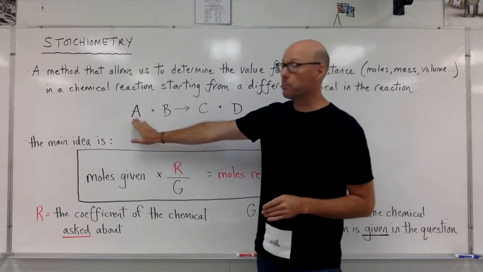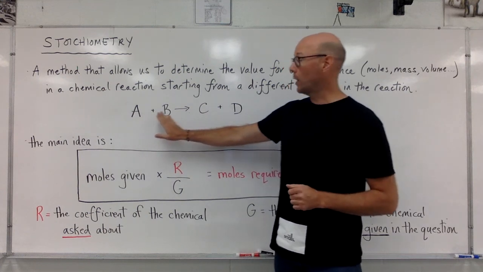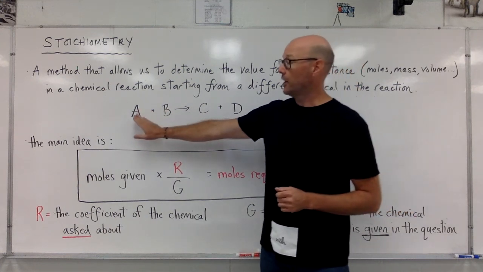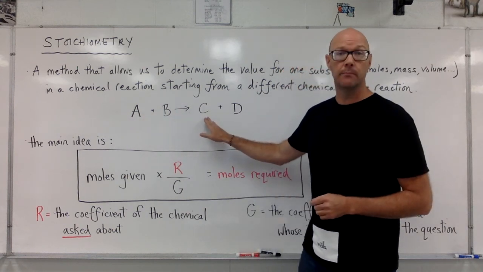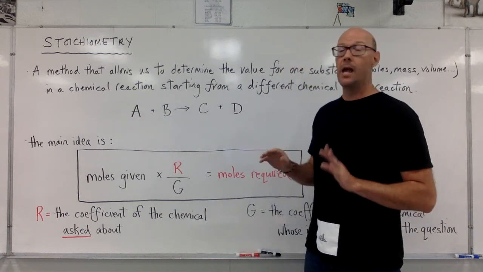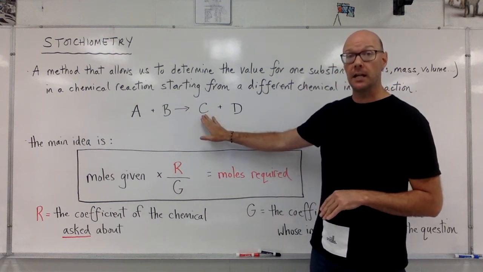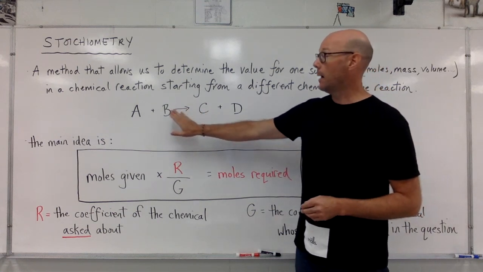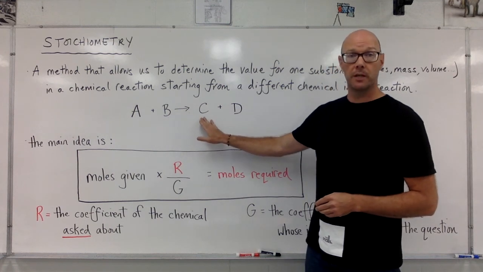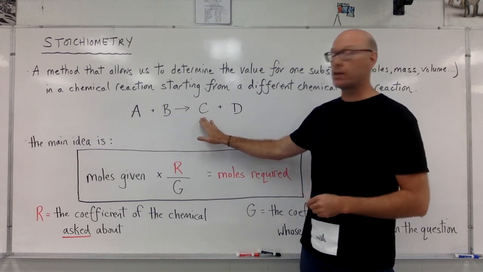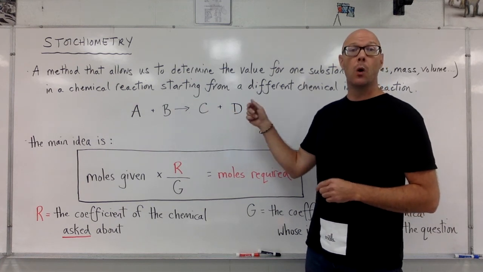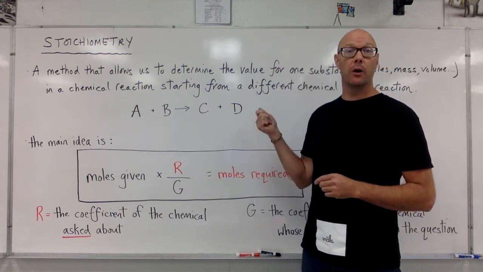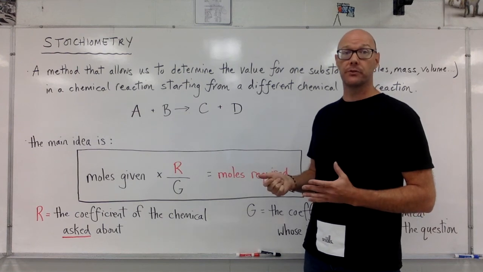asked. If I know something about A, I can answer a question about B. If I know something about A, I can answer a question about C or even D. If I know something about C, I could answer a question about B. If I know something about C, I could answer a question about D. If we know something about one of these chemicals, we could answer a question about one of the other chemicals.